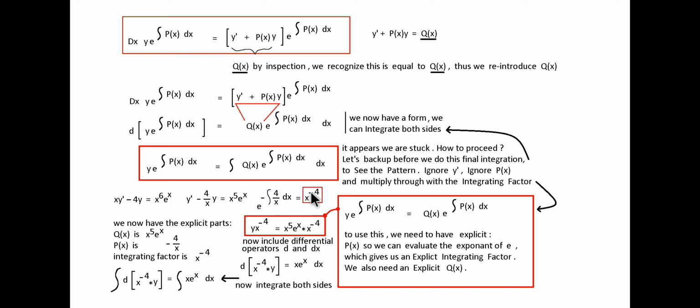We multiply y times x to the minus 4, and we multiply our new version of q of x here, so we have q of x times the integrating factor. We reintroduce then the d and dx, so we can integrate, and we perform this final integration. So working with the general solution of the integrating factor can be quick when we ignore y prime and ignore p of x and just use y equal q of x and multiply that by the integrating factor.